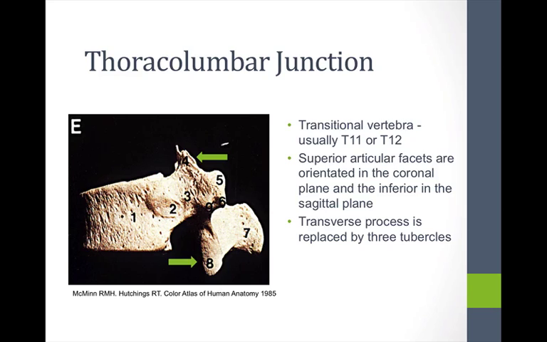There is a single ovoid facet on the side of the vertebral body to form the costovertebral joint.